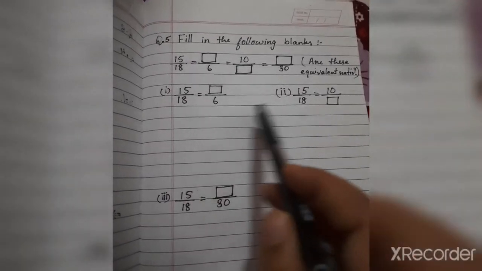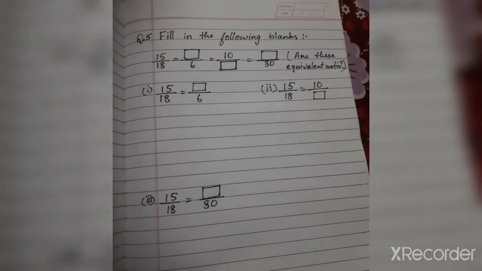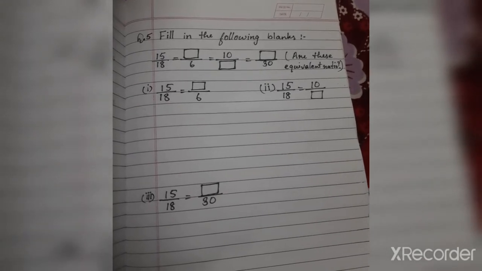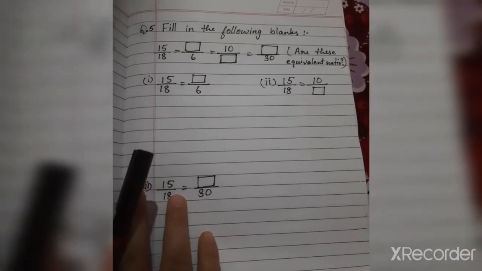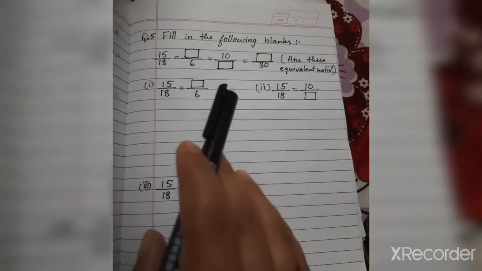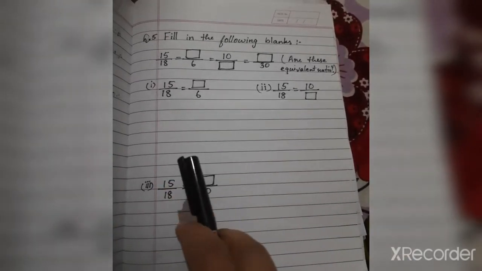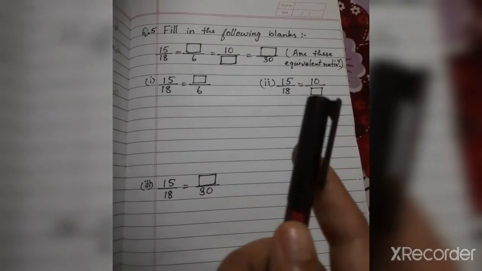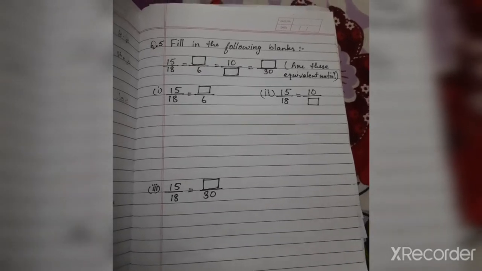Now we can solve this by the cross multiplication method. This one is a little bit tricky sum, so I'll suggest you just focus on the concept. These numbers can vary. Focus on the concept, then only you will be able to solve such questions. And this looks like a mathematics puzzle also, so you can solve it very easily and enjoy it.